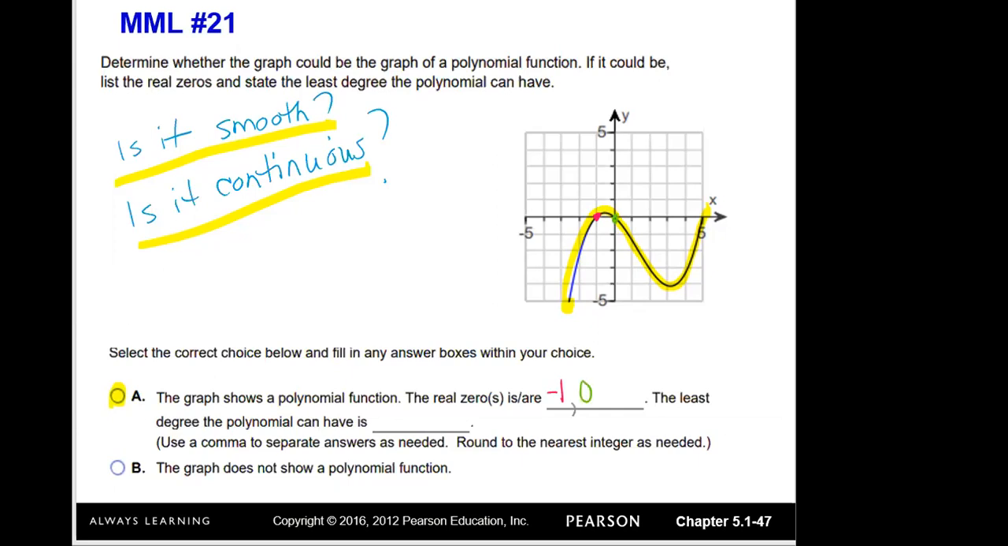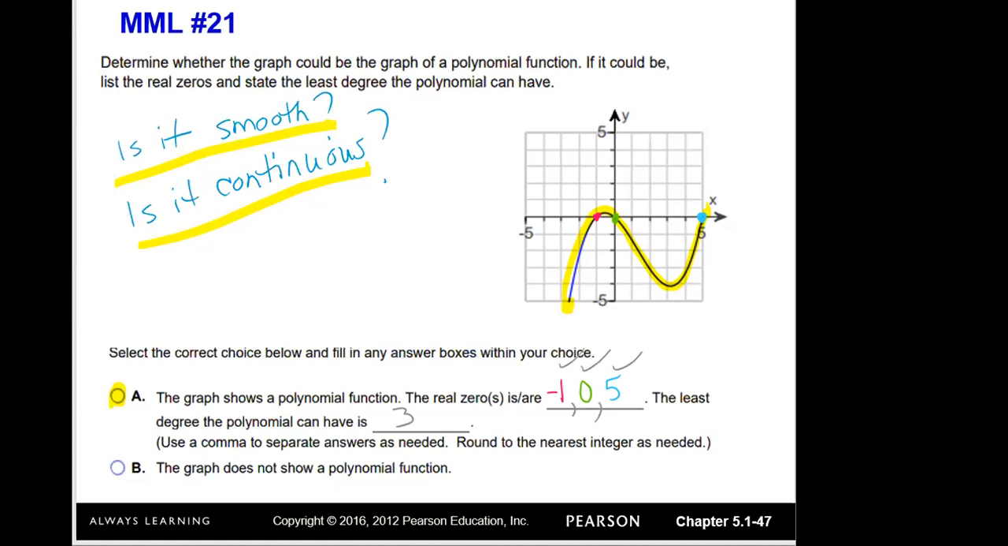That's 0, and it crosses it here, and that is 5. So it's got 3 zeros. And the least degree the polynomial can have is x cubed.